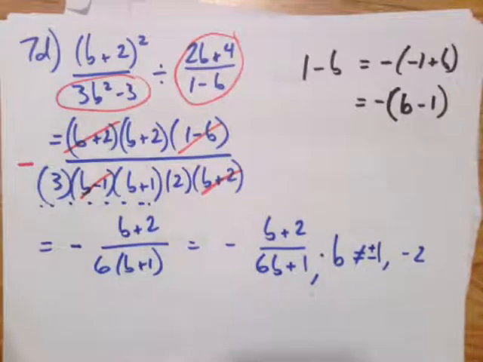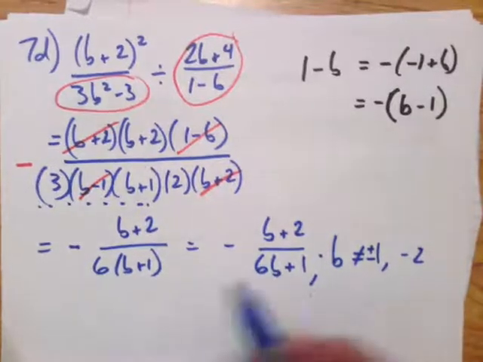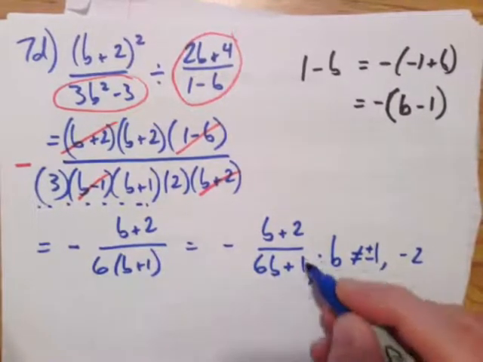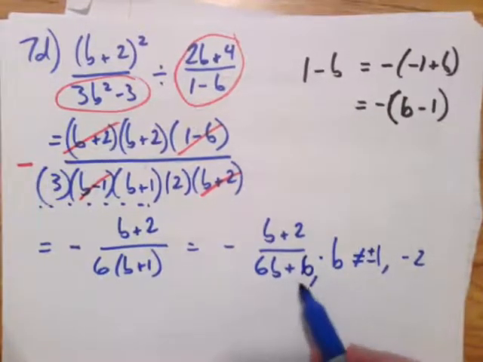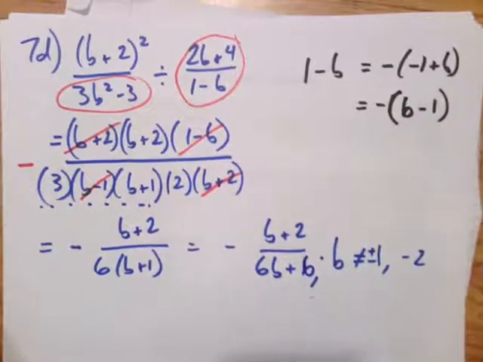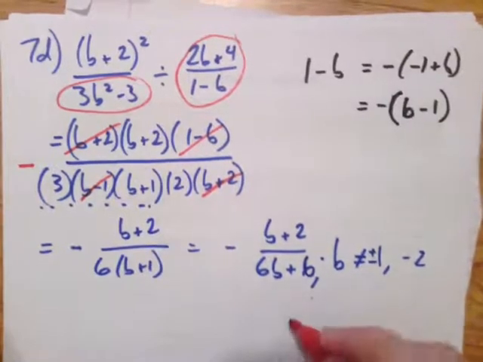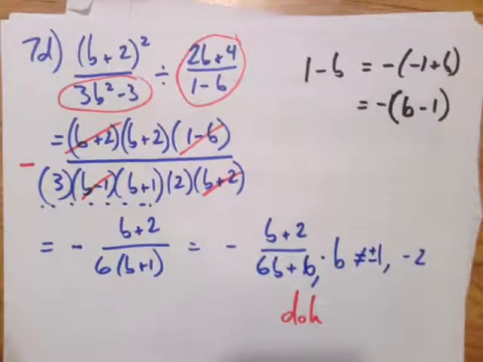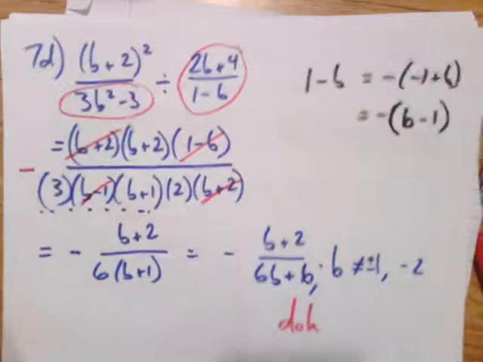I'm just going to check the answer. This is 7D. Sure I didn't make a mistake. 7D, negative B plus 2 on top, 6 times B plus 1 on the bottom. I just realized I made a mistake. It's not because of the back of the book, just because I'm smart. 6 times B is 6B. 6 times 1 is 6. This is one of those mistakes that if I was correcting your work or your test, I would write this, because it was a silly brain cramp. Okay, that's 7D. Gonna move on to 8D.